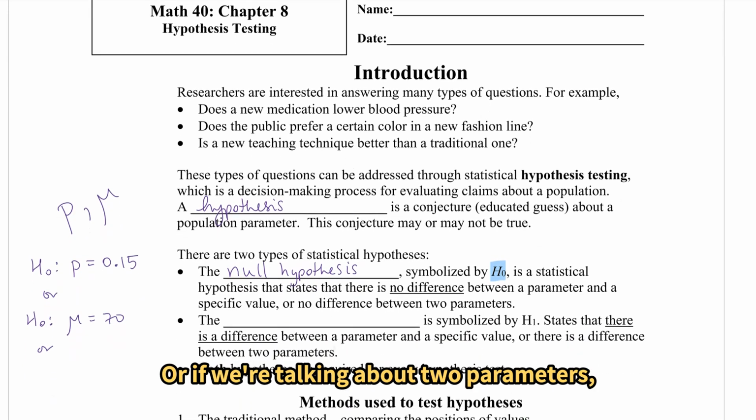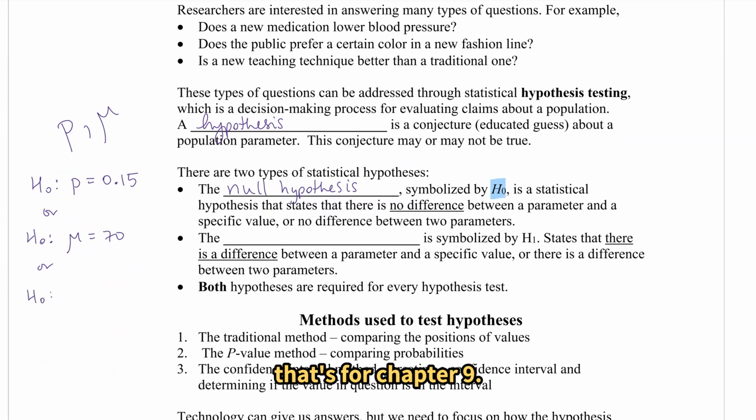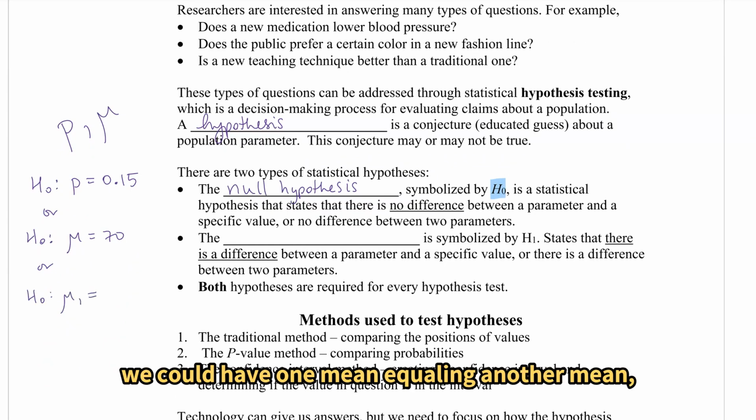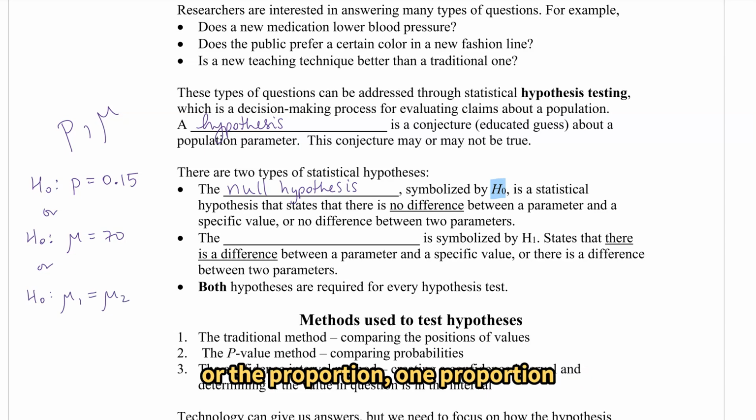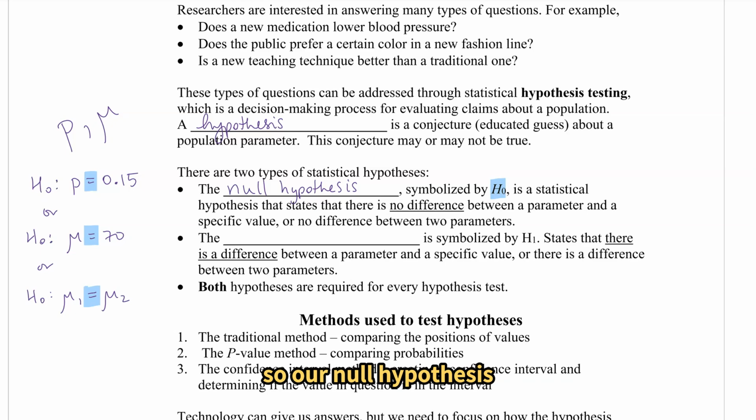Or if we're talking about two parameters, that's for chapter 9, we could have one mean equaling another mean, for example, or one proportion equaling another proportion. The big idea for the null hypothesis is we always have equality in our statement. So our null hypothesis will always include equals.